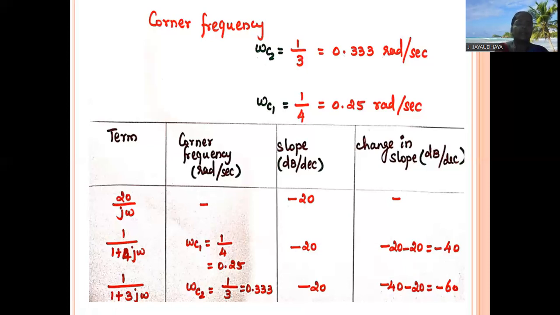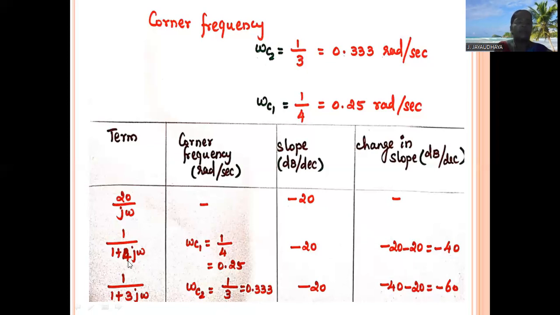Next, coming to the second term, 1 divided by 1 plus 4 into j omega. The corner frequency value is 1 divided by 4, which is equal to 0.25. So here also we are having S in the denominator, so therefore minus 20. Then how to find out the change in slope? This is very important. The previous slope value is added with the present slope value. So minus 20 added gives you minus 40.